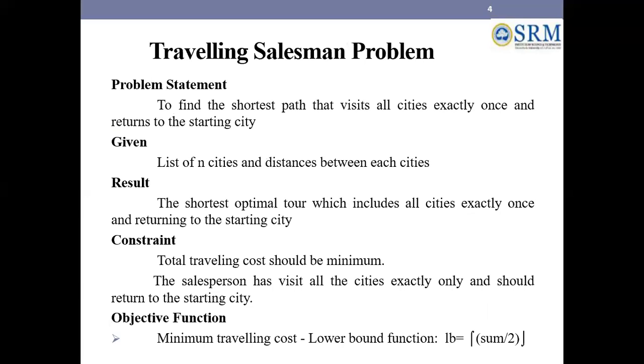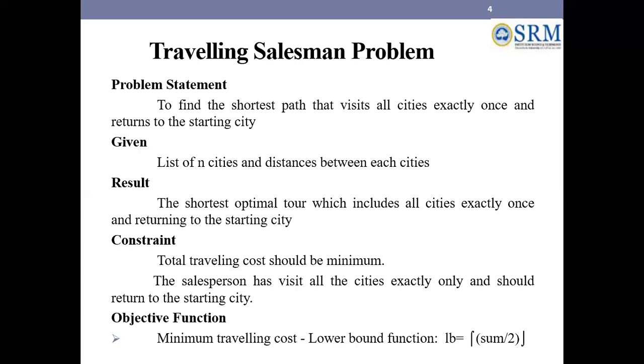And the problem statement is to find the shortest path that visits all cities exactly once and returns to the starting city. Given n number of cities and the distance between each pair of cities, the cost to travel from one city to another city is given. And what we have to find out? To find the shortest optimal tour. Optimal tour means the path with minimum cost that includes all cities exactly once and returns to the starting city with minimum cost.